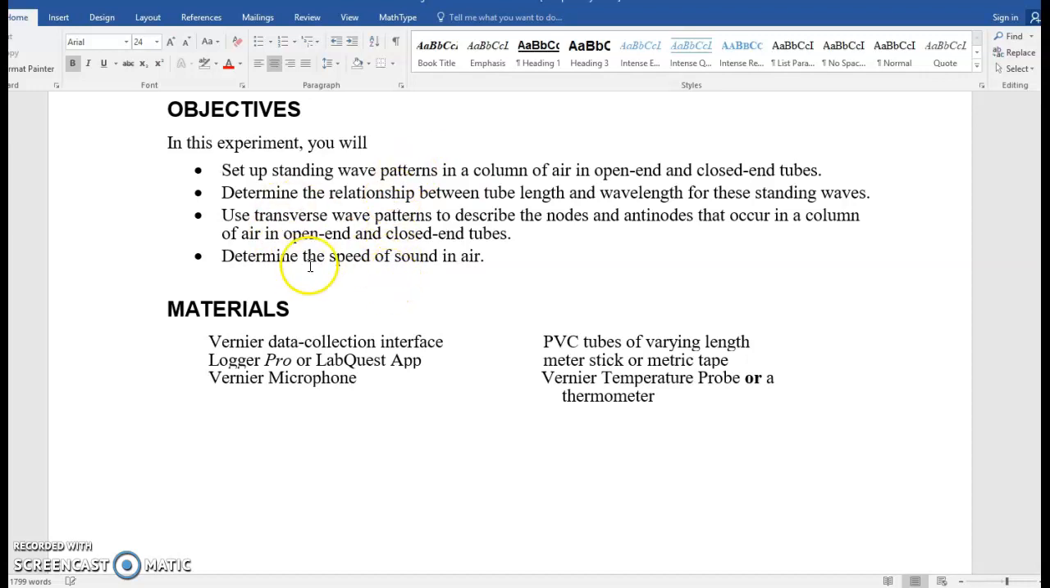And even though sound waves are longitudinal waves, we're going to use a transverse wave pattern to describe the nodes and antinodes because we can see those better. So we're going to draw it like this, or see the data like this, even though the sound waves are really moving differently, but that's how we're going to look at it. And then we're going to determine the speed of sound in air at a certain temperature. So we would have this set of materials, and this is what we would do here.